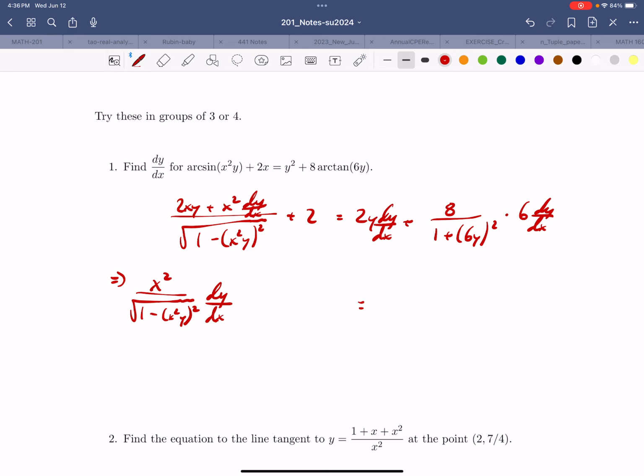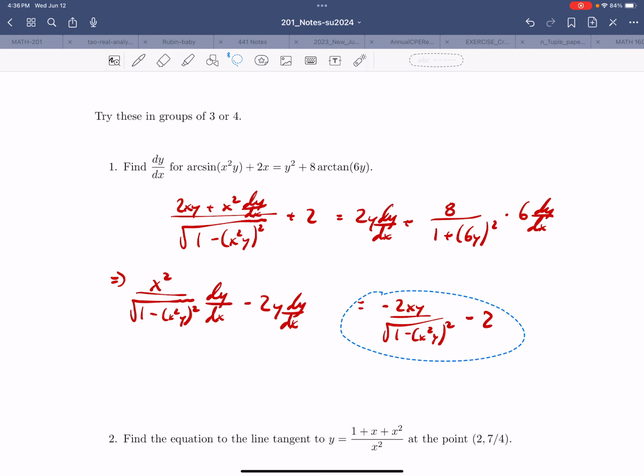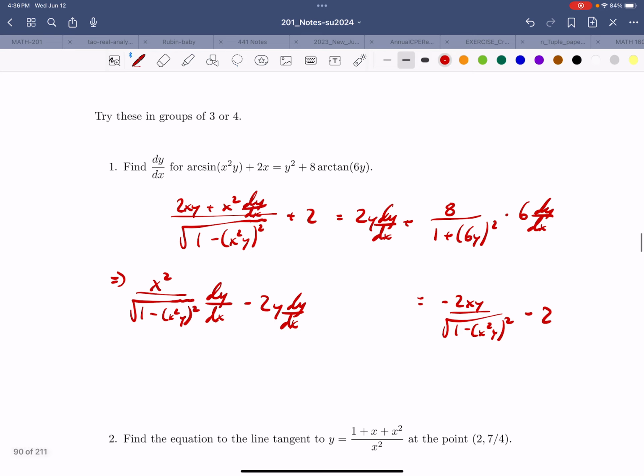And then just to show you what happens to this part right here, we're going to subtract it over, right? We've got negative 2xy over the square root of 1 minus x squared y quantity squared. We just subtracted that part over. Okay? We're also subtracting over the 2. But then we're going to subtract over on this side the 2y dy over dx. And I guess I have to move this a little bit, I suppose. It's going to be minus, I guess it's 48 if we combine the 8 times 6 over 1 plus the quantity 6y squared dy over dx.